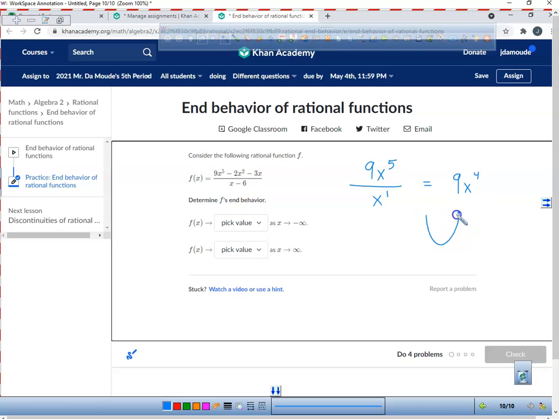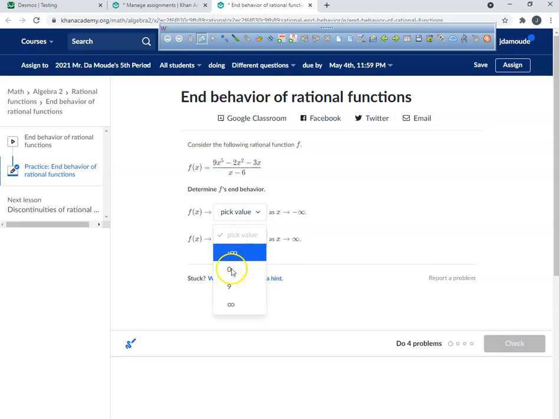That graph would look something like this. It'd be really, really narrow. So what's the left end and what's the right end? As x is going to the right, it's going to positive. X is going to the left, it's going to another what? Another positive, because it's going up and up. So my value is going to be positive and positive without doing any work.